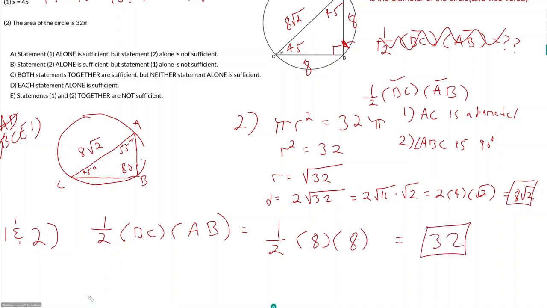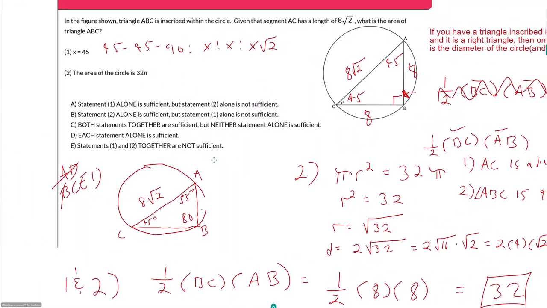So together they are sufficient. But remember, we need to know 2 things. First, we need to know that we have a right triangle, and then we need to be able to find what BC and AB are. So C is the answer.